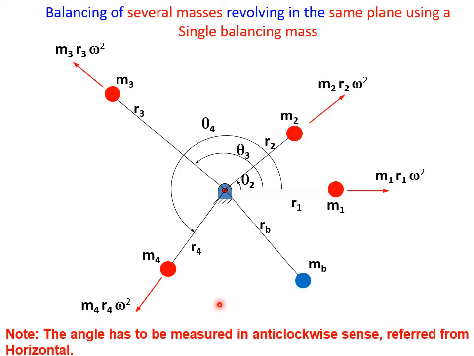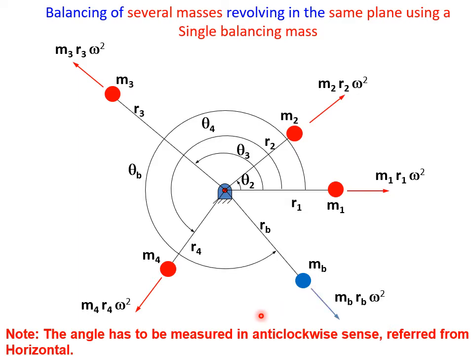Now we have to balance it with one mass mb. So our aim is to find one mass mb at a radius rb at some angle theta b, such that all the four masses could be balanced. This will produce the force mb rb omega square.